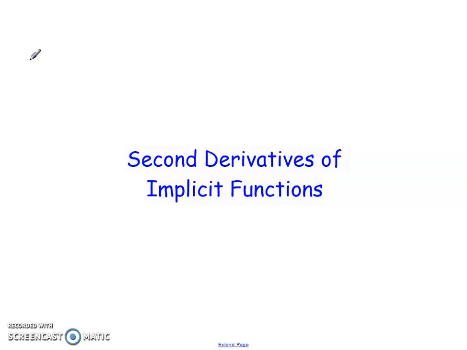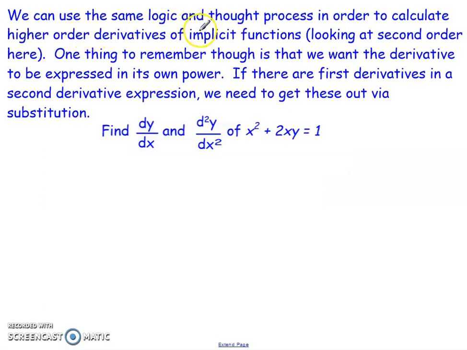We then group together every term with a dy by dx, and then every term without, separate them on both sides, and that's how we calculate the first derivative. The second derivative follows the same style, except there's one or two extra little parts we have to remember. Now, the first of these is that we want the derivative to be expressed in a power all of its own, i.e. d2y by dx squared.